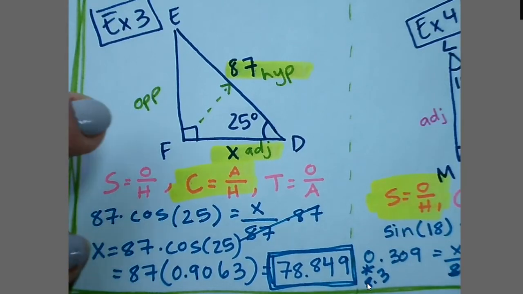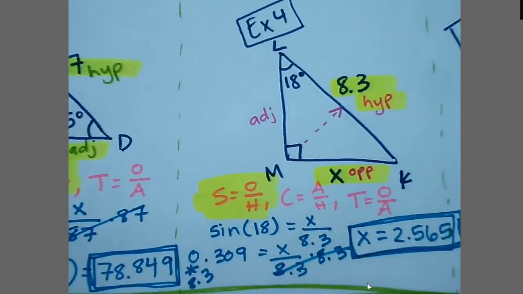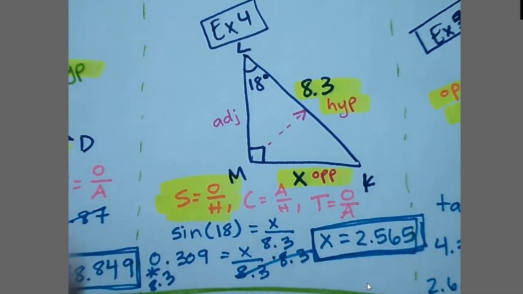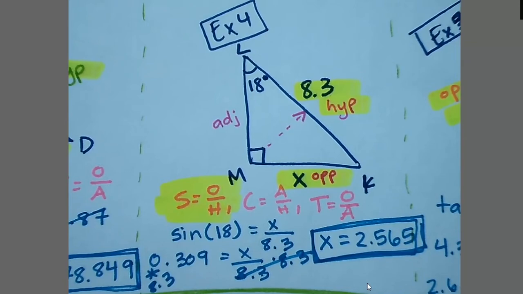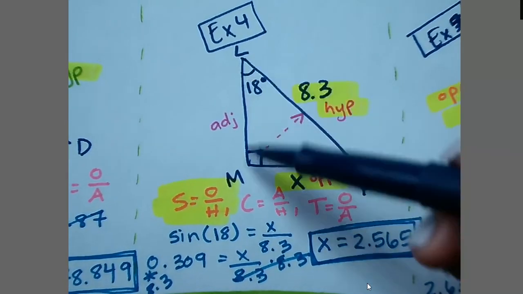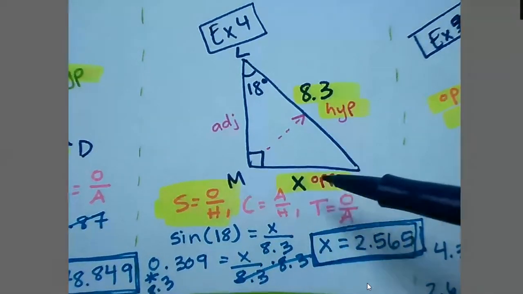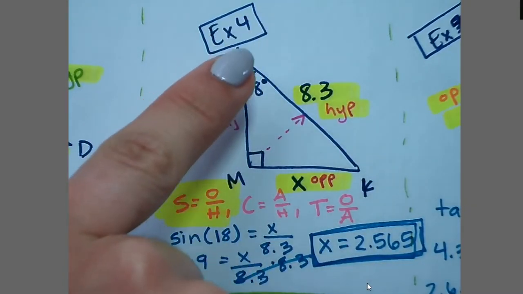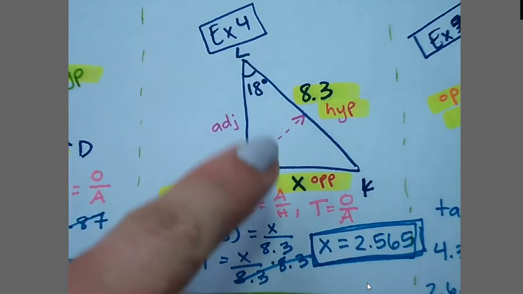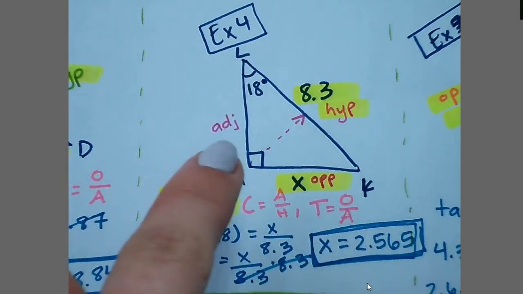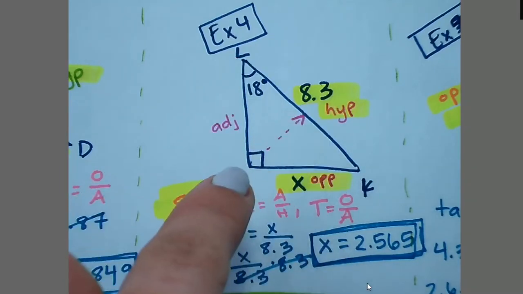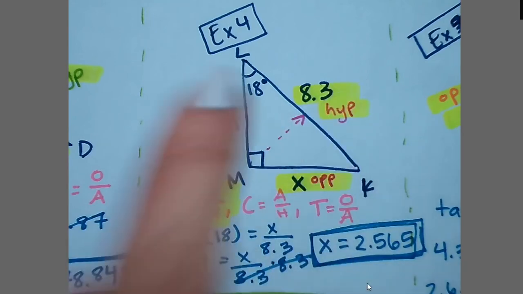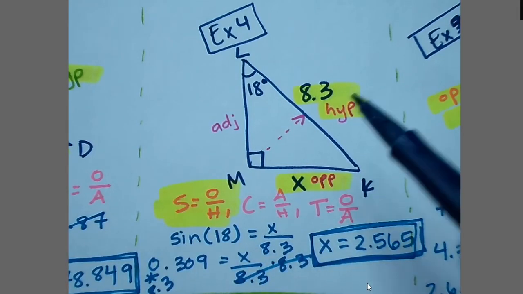You get 78.849. On the fourth example, I've actually already worked it for you because it stopped recording unknowingly. But you're just given this problem initially, and you want to go ahead and label your different sides. So again, you put your finger on the angle. Whatever side you're not touching, you're going to label your opposite. Whatever side is opposite from the right angle, you're going to label your hypotenuse, and then the other side, you're going to label your adjacent.